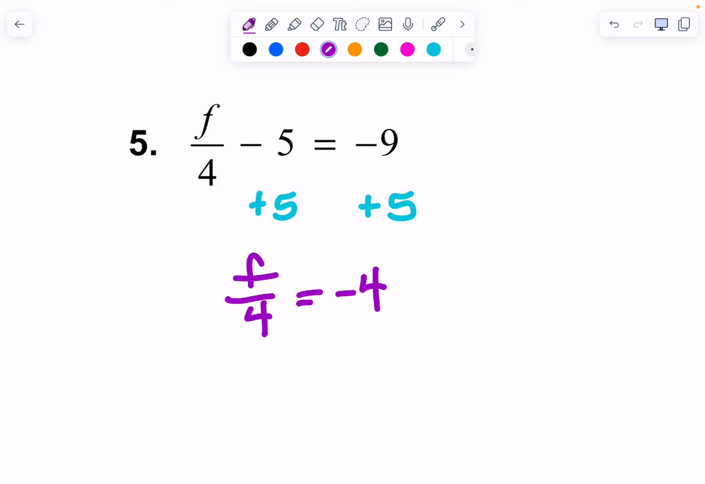Now, some of you are at a point where you don't show me the next step. You just have the answer, right? And that's fine, okay? I know that some of us can do this in our head. Some of us really like to show it. What are we going to do to both sides? Multiply by 4. Thank you, Joey. So we get f equals negative 16.